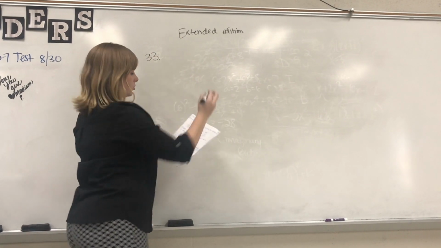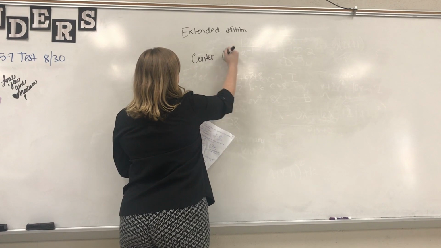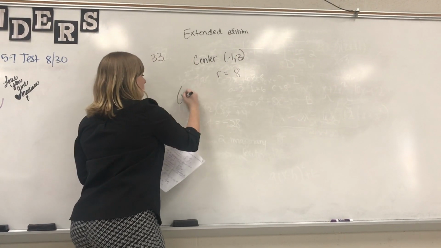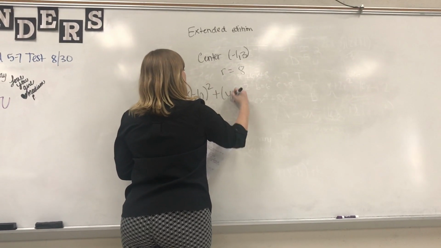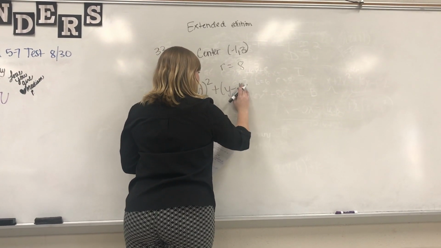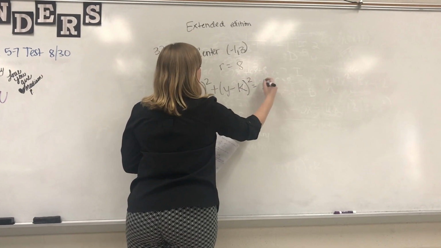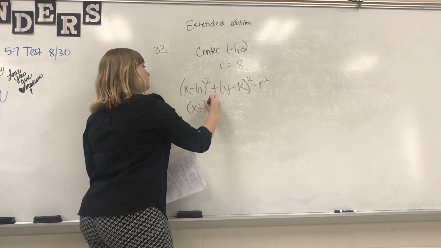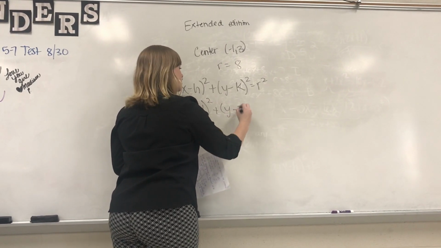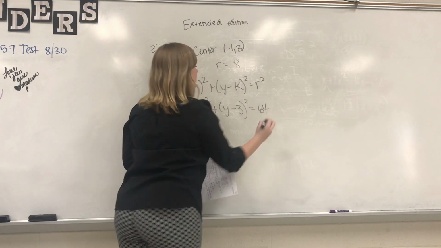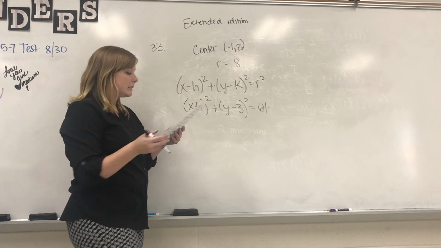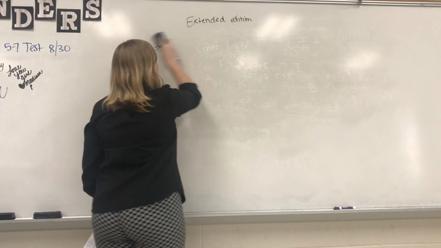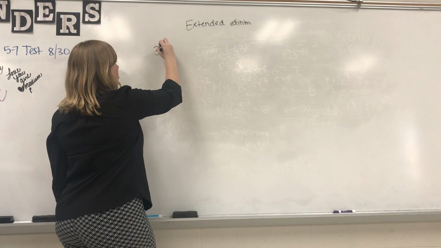Write the equation of a circle with a center at negative 1, 3, and the radius is 8. So I gave you the equation for a circle that you'll need to know. Remember, you just take the opposite of your vertex and you square your radius. So I'm going to do x plus 1, y minus 3, and 8 squared is 64. Easy as that.